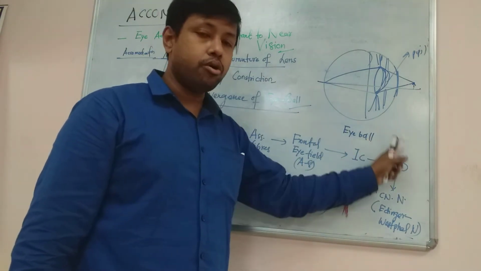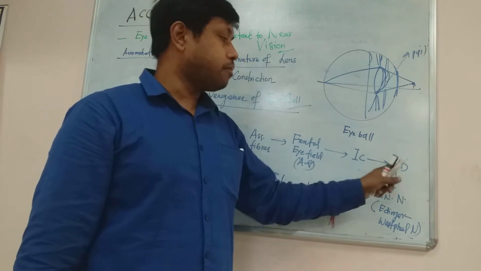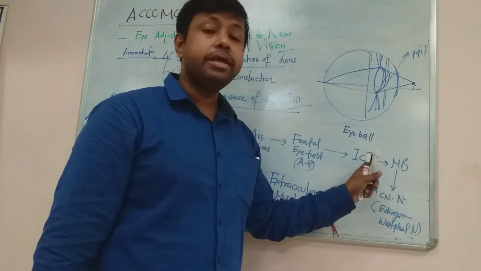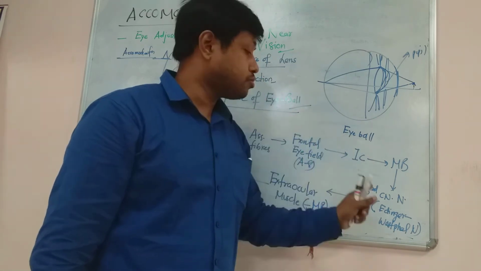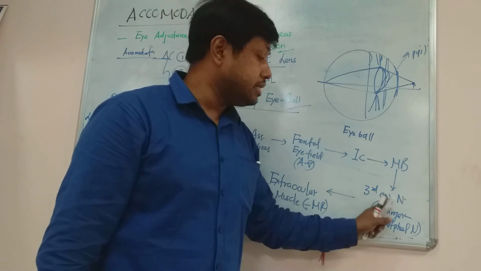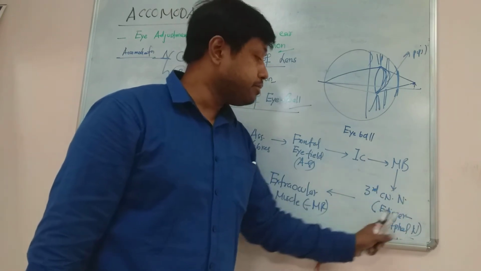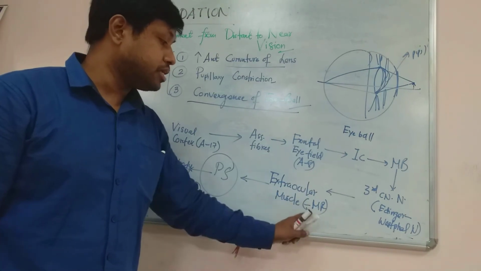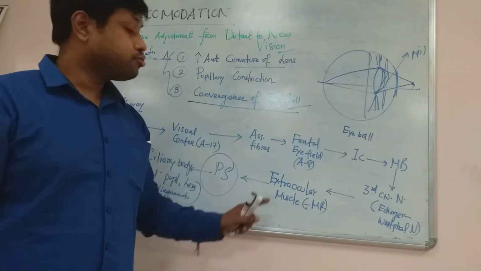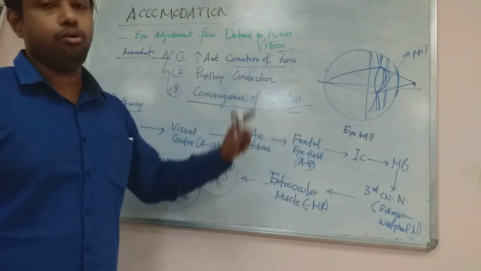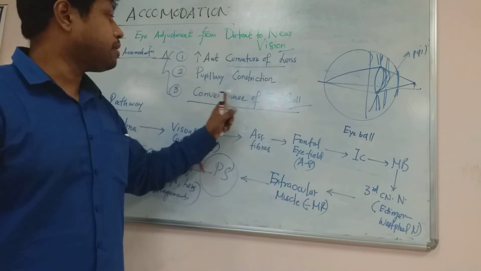Midbrain is one of the important areas where all the fibers of vision are integrated, and it contains various cranial nerve nuclei also. One of the cranial nerve nuclei is the third cranial nerve nucleus, and part of it is known as the Edinger Westphal nucleus. So it will be stimulated, and from there it will stimulate the extraocular muscle, especially the medial rectus muscle. The medial rectus muscle is responsible for the convergence of the eyeball.